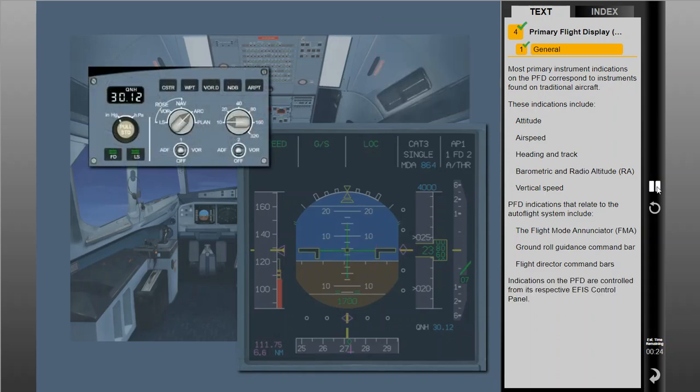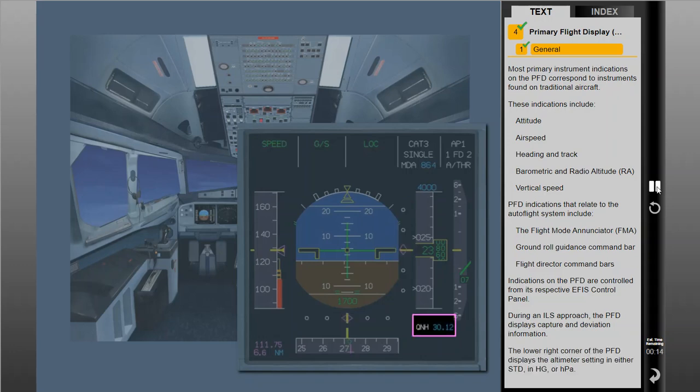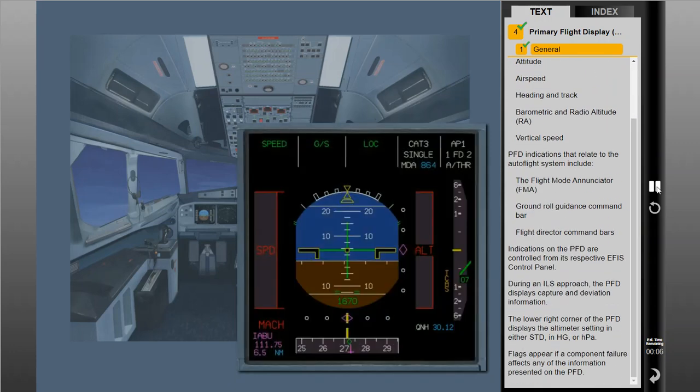Indications on the PFD are controlled from its respective EFIS control panel. During an ILS approach, the PFD displays capture and deviation information. The lower right corner of the PFD displays the altimeter setting in either standard, inches of mercury, or hectopascals. Flags appear if a component failure affects any of the information presented on the PFD.